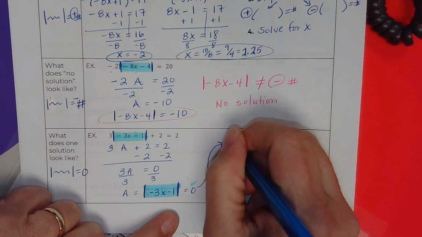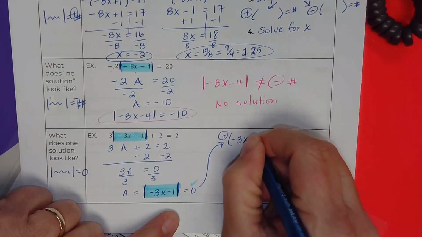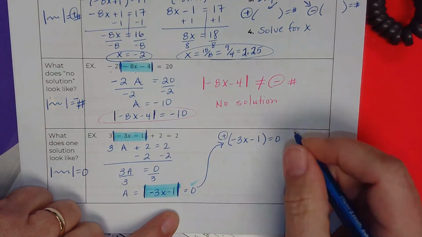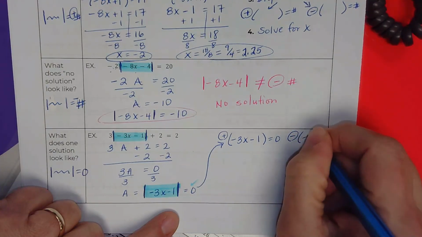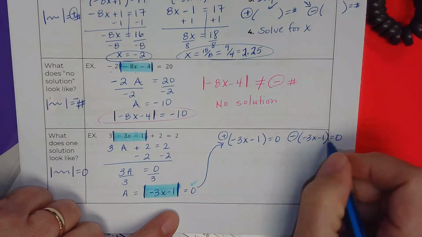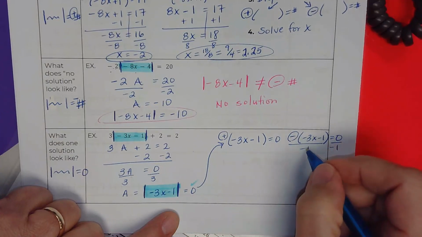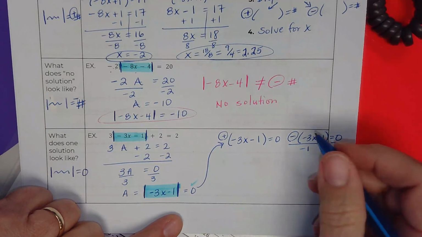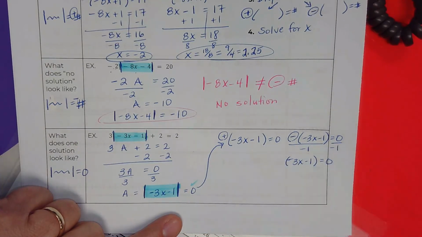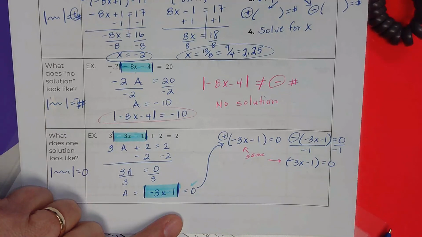So this, I'll change the brackets for parentheses, and then my problems to solve are positive negative 3x minus 1 equals 0 and negative 3x minus 1 equals 0. If I multiply this whole equation or divide by negative 1 to deal with this negative out here instead of distributing, then what I get is negative 3x minus 1 equals 0. These are the same. That's why you only have one solution.